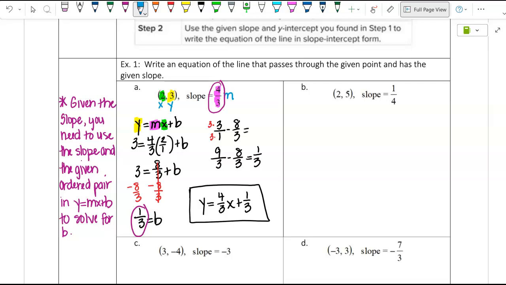Problem B, they give us the point (2, 5), so there's my x and my y, a slope of 1/4, so that's my m. So again, when I go to y equals mx plus b, I have 5 equals 1/4 times 2 over 1 plus b.